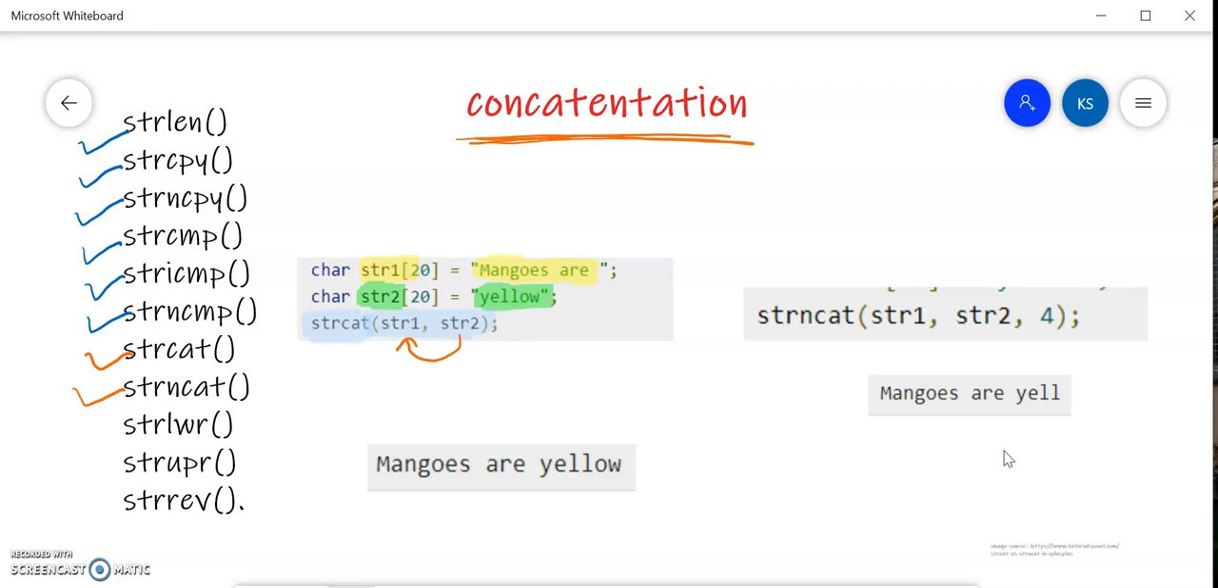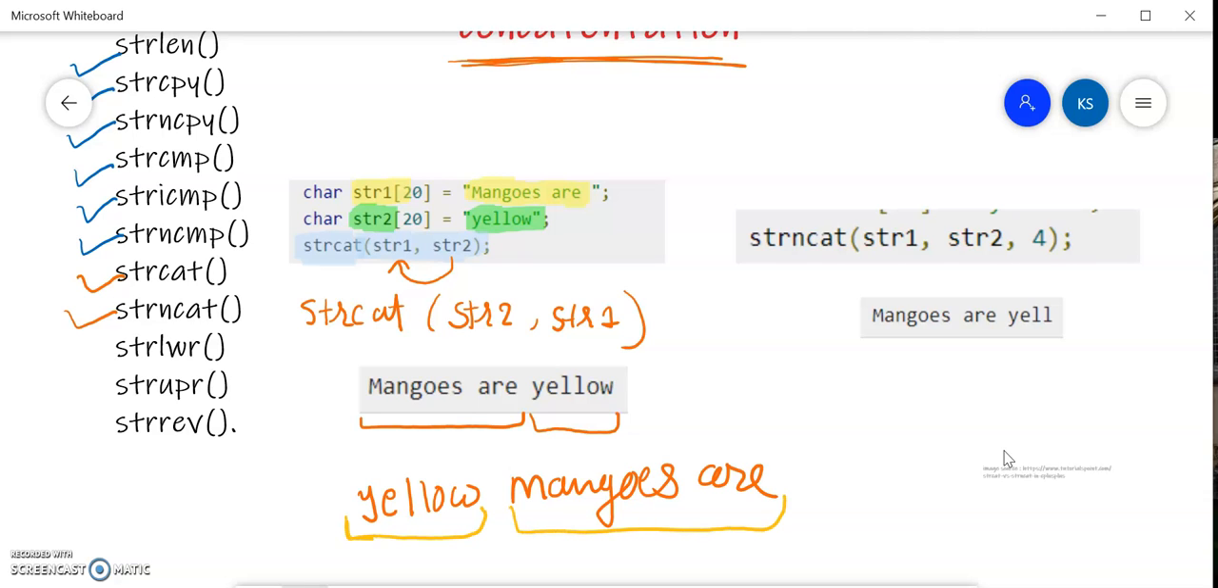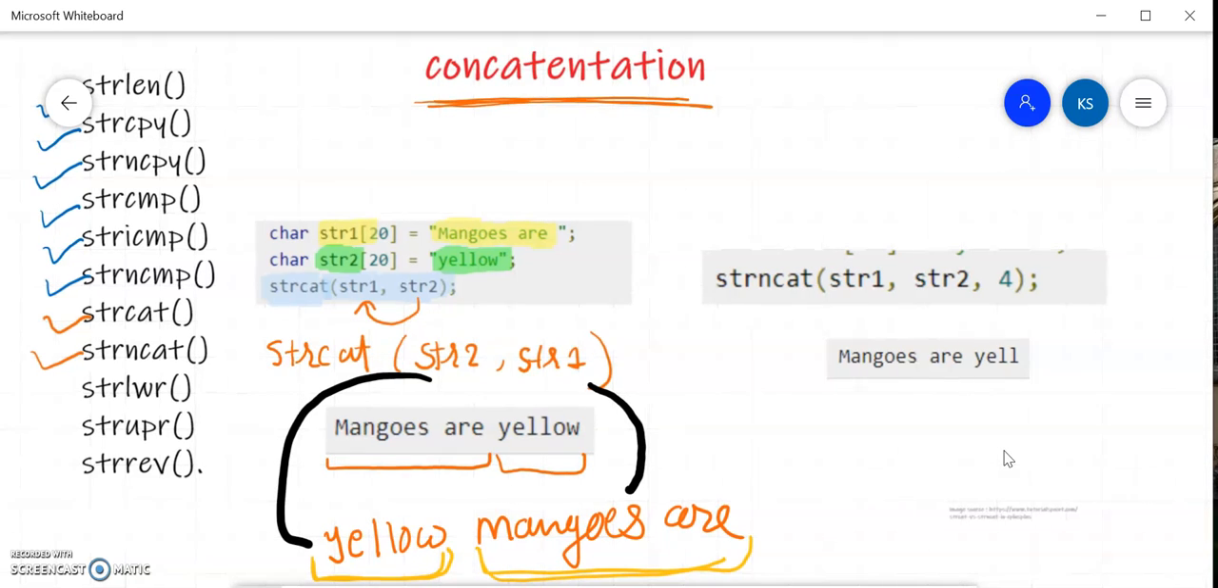So our first string is "mangoes are". This is your str1 and this is your str2. We are concatenating it. Let's say if I write strcat in the bracket str2 comma str1, in that case my output would be like this: "yellow mangoes are", because this is your first string and this is your second string. This is your str2 and this is your str1. So it's very easy concatenation.